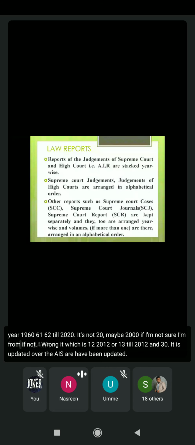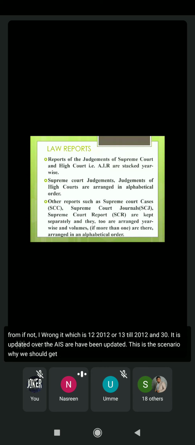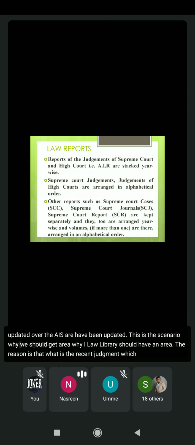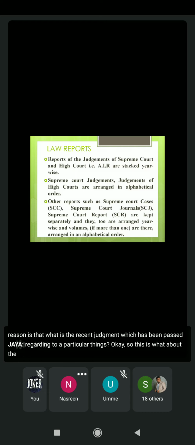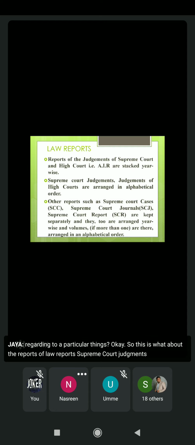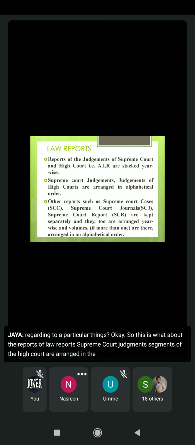When this is the scenario, why should we get AIR? Why should a law library have an AIR? The reason is to know the recent judgment passed regarding a particular matter. So this is about law reports. Supreme Court judgments and judgments of the High Courts are arranged in alphabetical order.